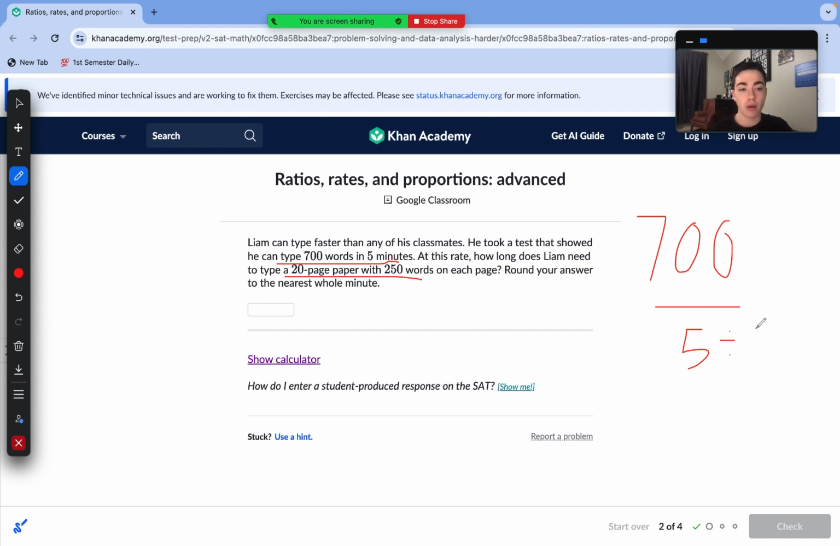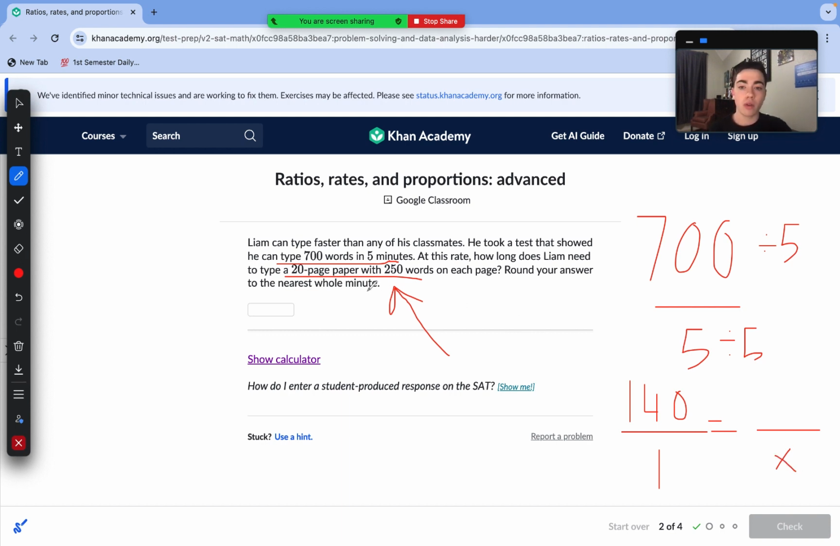How do we get this denominator 1? We just divide both numerator and denominator by 5. 5 divided by 5 is 1. 700 divided by 5 is 140. So now we know he can type 140 words in 1 minute, which now we can set up a proportion with how many words we have here to find the number of minutes, which will be represented by x.